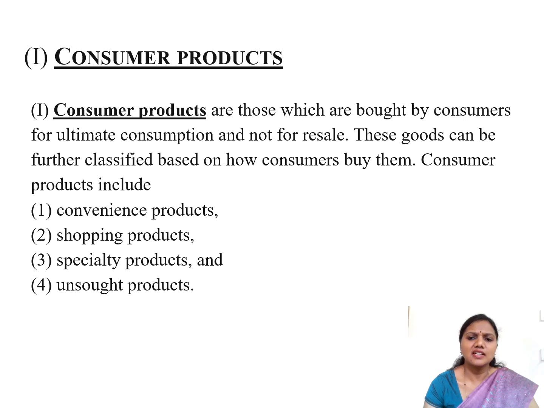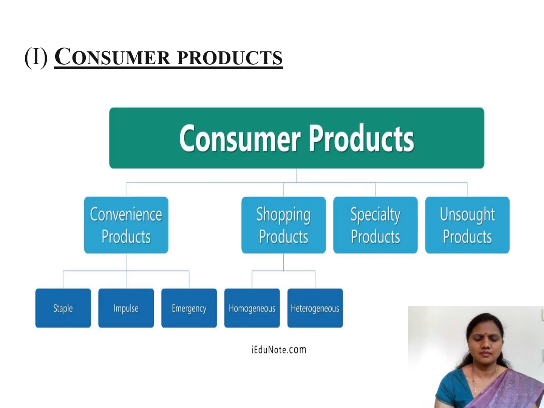So consumer products are again divided into convenience products, shopping products, specialty products, and unsought products. Consumer products are mainly divided into four types: convenience products, shopping products, specialty products, and unsought products. Convenience products are again divided into staple products, impulse products, and emergency products. Shopping products are again divided into homogeneous products and heterogeneous products. Let us discuss each type of product in detail.